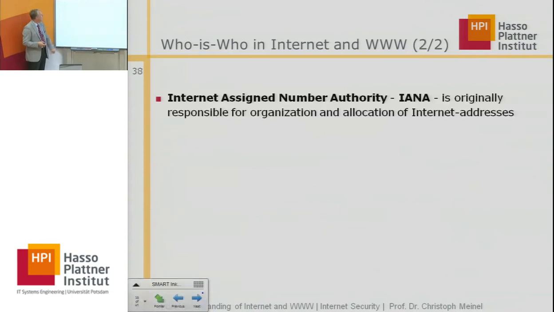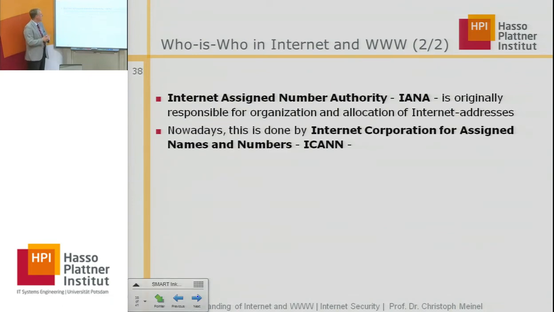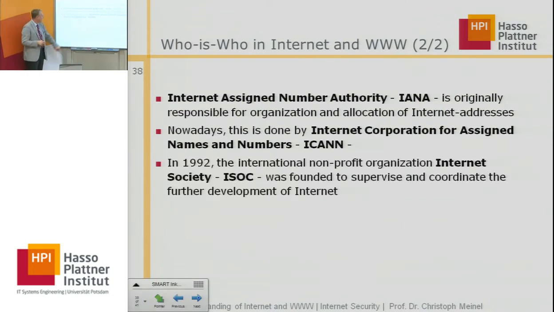to make the internet so important in such a short time. Then we have the Internet Assigned Numbers Authority, the IANA, which was originally responsible for organization and allocation of the internet addresses. Nowadays, this is done by ICANN, the Internet Corporation for Assigned Names and Numbers. That comes from the fact that the internet was originally a project inside the US. Meanwhile, it's a global project, and so some reorganization was done.